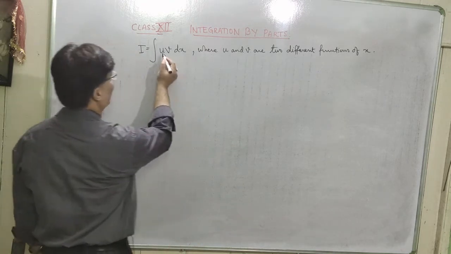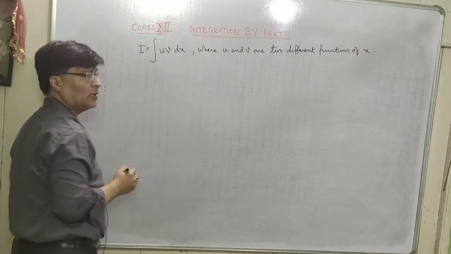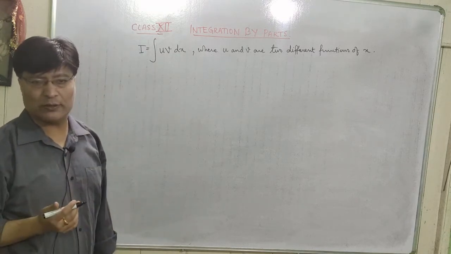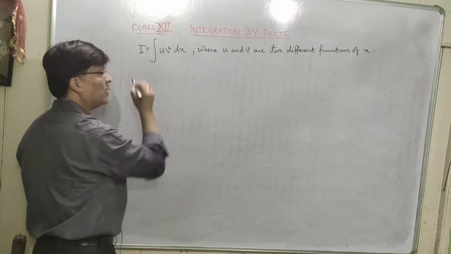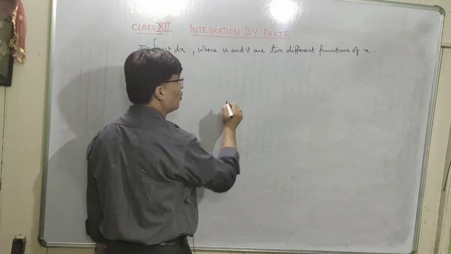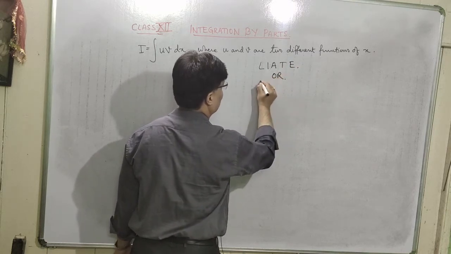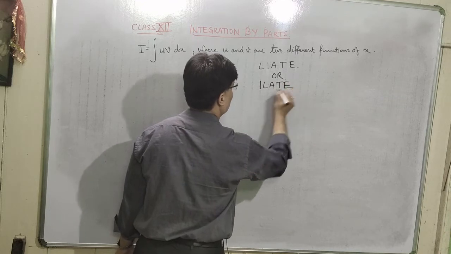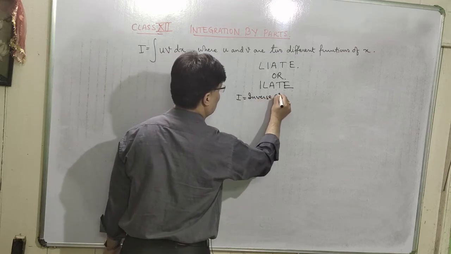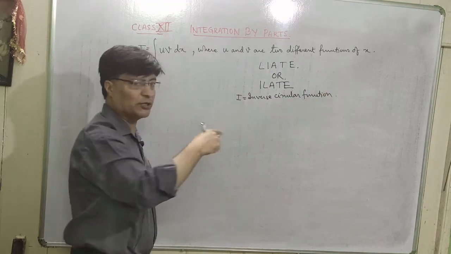So this u may be logarithmic function, v may be exponential function, u may be trigonometric function, v may be inverse circular function, u may be logarithmic function, v may be trigonometric function, and so on. Okay, u may be algebraic function, v may be exponential function. So you know that there are 5 types of functions. So I already told you about the word LIATE, or it may be ILATE. Okay, so what is I here? I means inverse circular function, or it may be inverse trigonometric function.